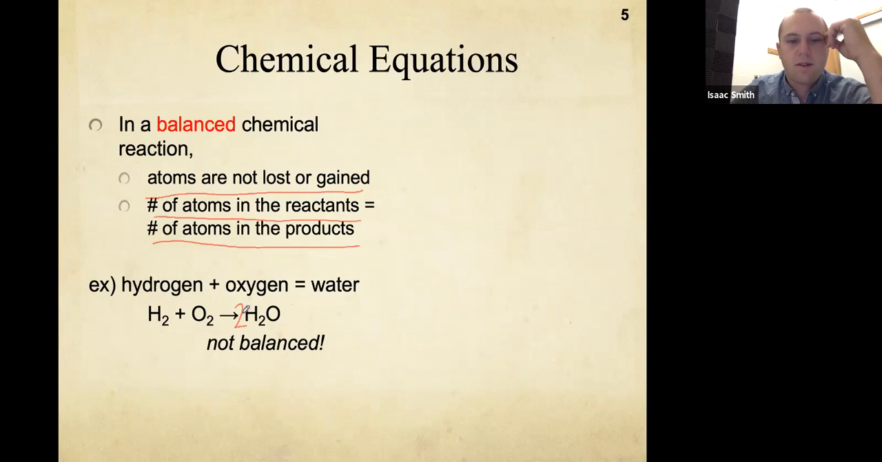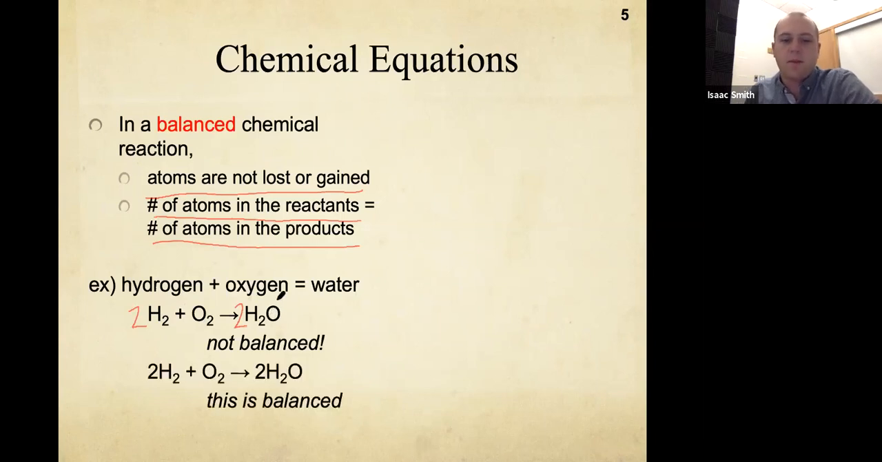But when I multiply this by 2, I actually multiplied this H2 by 2 as well. And so now I have 4 hydrogens on the right side, right? Because each water molecule contains 2 hydrogens and I have 2 water molecules. So 4 hydrogens on the right side. So that means I need to have 4 hydrogens on the left side. So if I add another 2 here, I have 4 hydrogens on the left, 4 hydrogens on the right, 2 oxygens on the left, 2 oxygens on the right. And then it would be a balanced chemical equation.